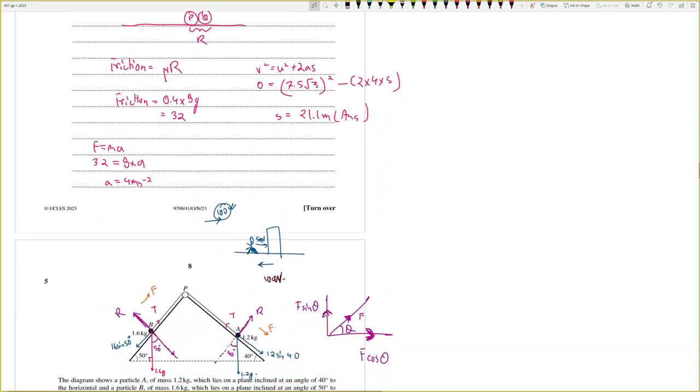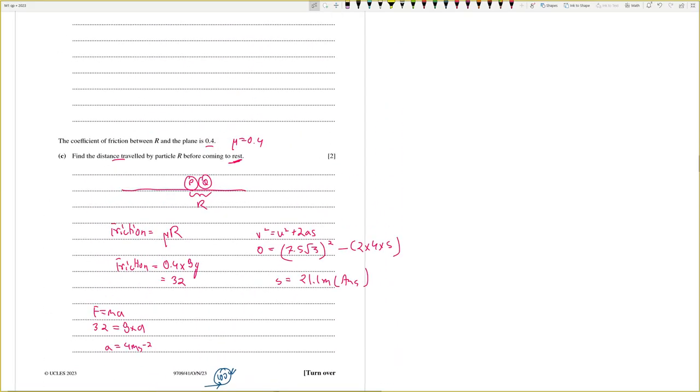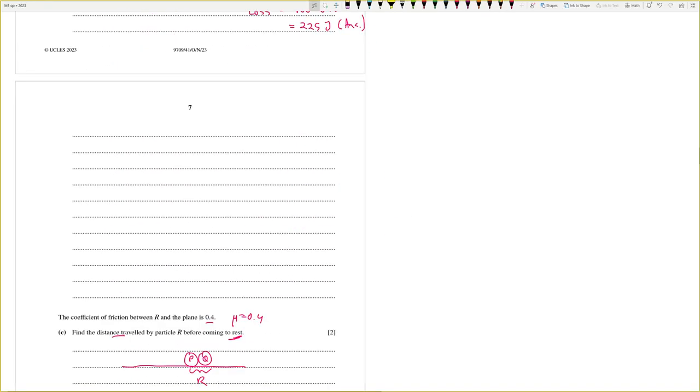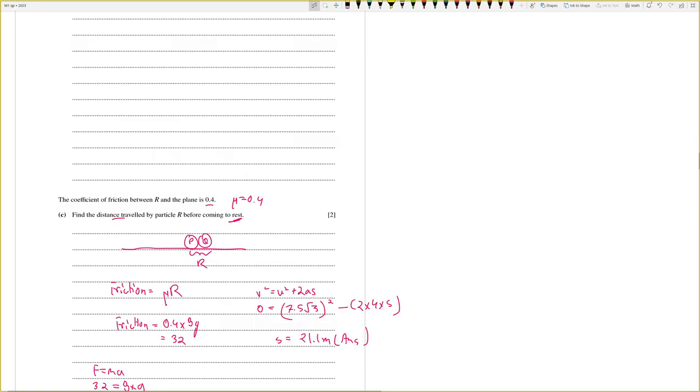Now the last part for question 4. The coefficient of friction between R and the plane is 0.4. R is the combined particle. P and Q coalesce to form a combined particle R. So now R also has a coefficient of friction of 0.4 with the floor. Find the distance traveled by particle R before coming to rest.